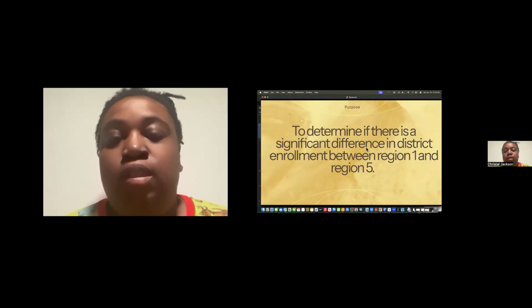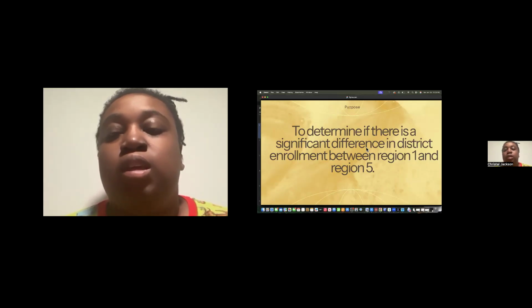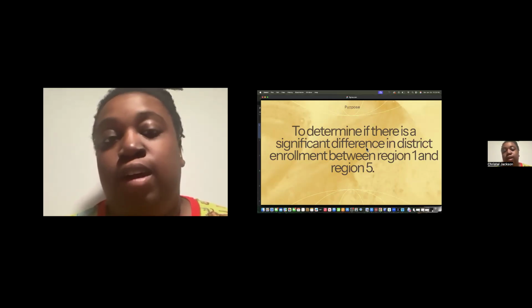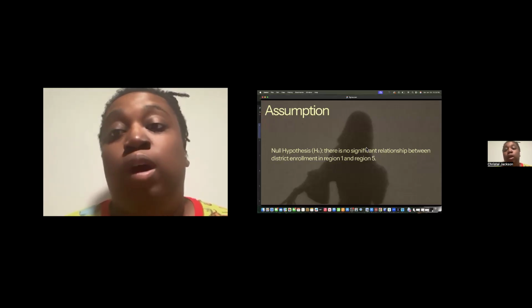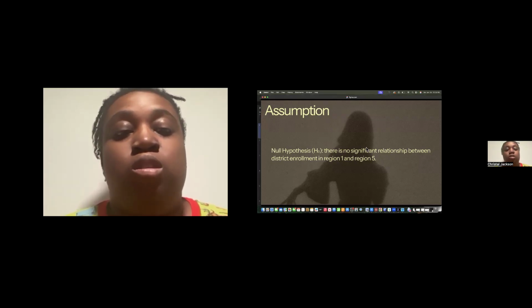The purpose of the t-test analysis is to determine if there is a significant difference in district enrollment between Region 1 and Region 5. The assumption, or the null hypothesis, is there is no significant relationship between district enrollment in Region 1 and Region 5.